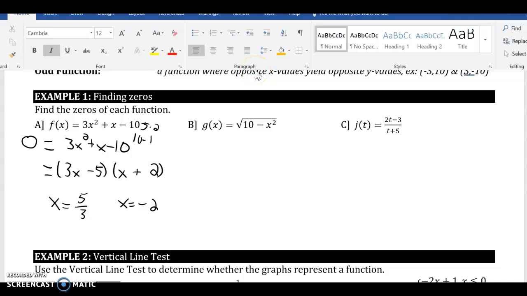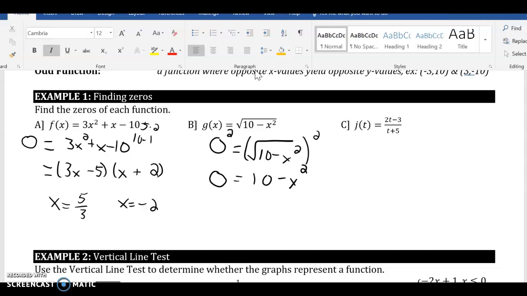Okay, we're going to find the zeros here. So we're going to set it equal to 0, and then we have to solve. So how do you get rid of a square root? You're going to square both sides. You still get 0 over here, but now your square root is gone.